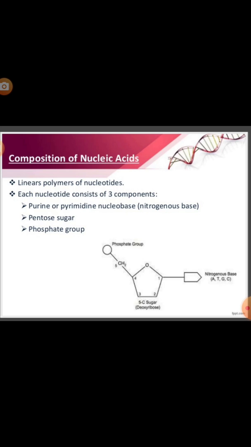All three components combine with different types of bonds to make a single monomer known as a nucleotide, and a number of nucleotides are joined by phosphodiester bonds to make a long chain polymer of DNA or RNA. Clear?